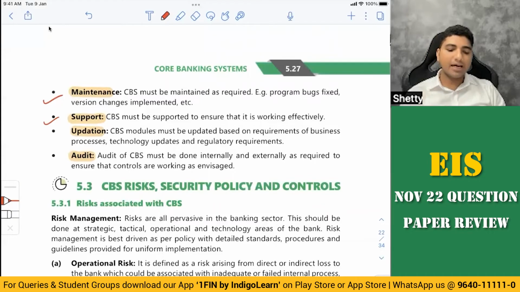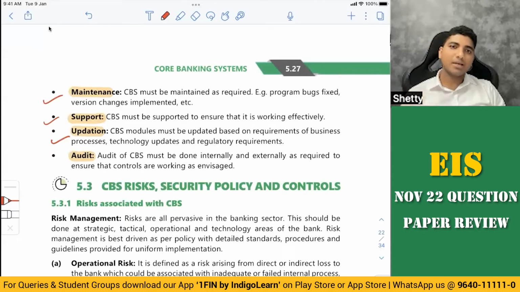Okay. Next, updation. Let us say that the government comes up with one more law which says that every time a user draws money, 1% of TDS has to be deducted. Now automatically it has to go and sit in your account, in your CBS software. You can't do it manually.